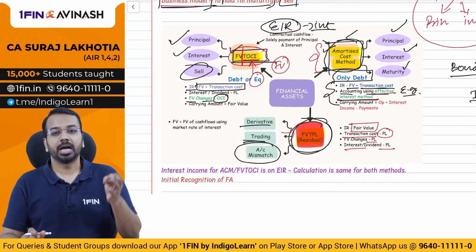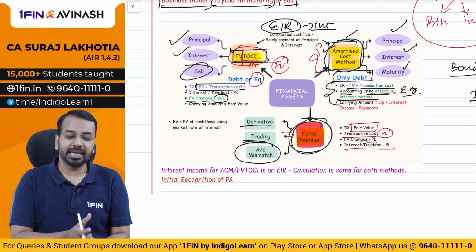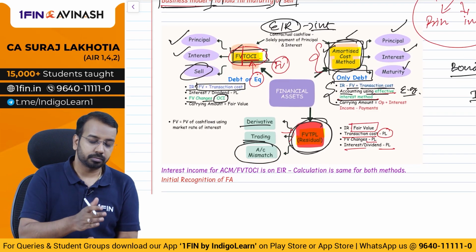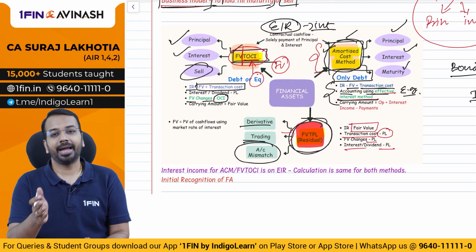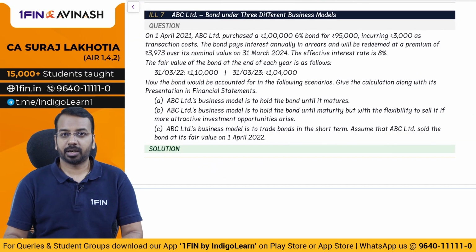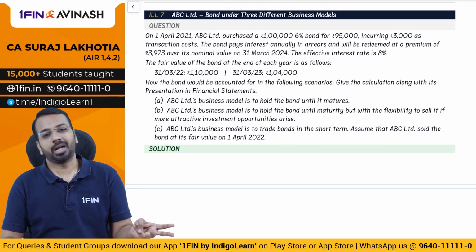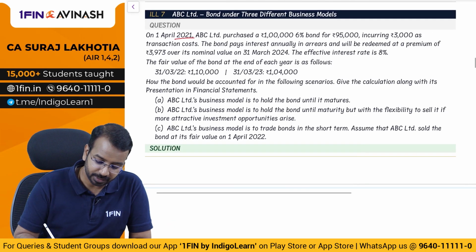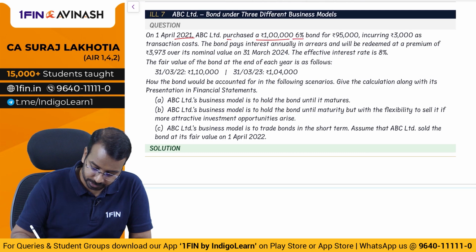Now what we will do is, we will take up one question and see how it is accounted for under amortized cost method, under FVTOCI method, and what will happen if it is FVTPL method. Let us now have a look at a question where we understand the accounting under all the three models. On 1st April of 21, ABC purchased 1 lakh 6% bond for 95,000, incurring 3,000 as transaction cost.